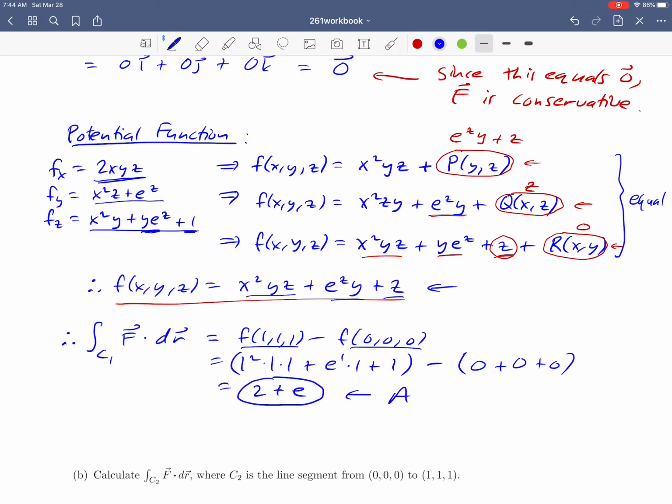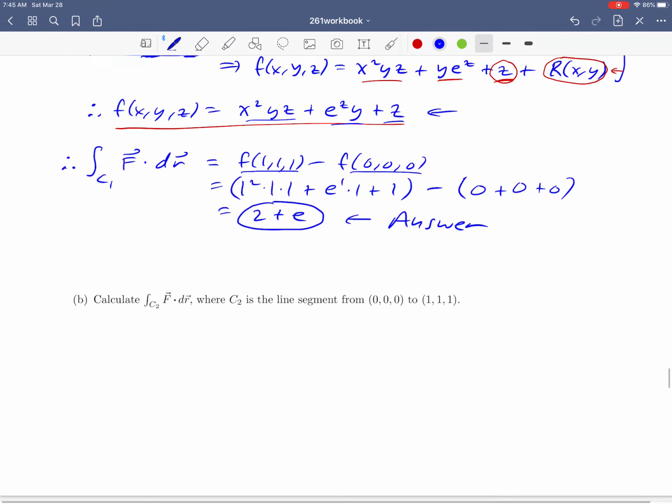And the only question left is, what is that equal to? Well, I see a 1 plus an e plus a 1. That's going to be 2 plus e. And there's our answer. And again, we were able to do that line integral without doing any parameterization.